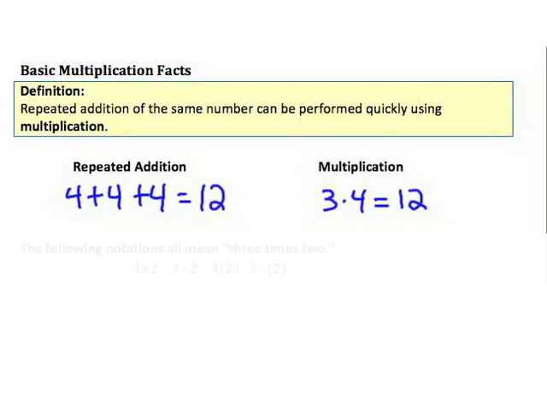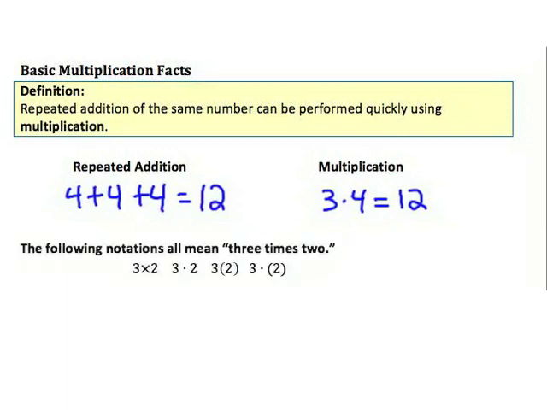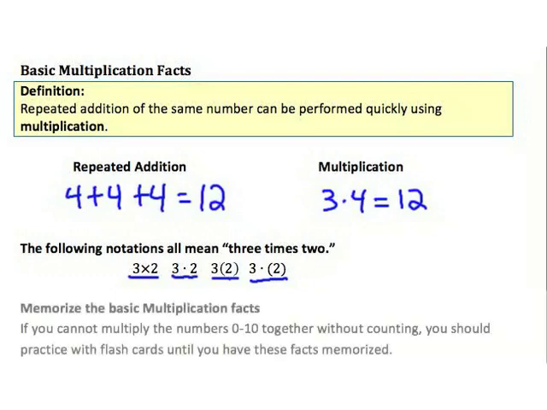The following notations all mean 3 times 2. You'll see the traditional multiplication sign, a 3.2 that also means multiplication. When you have a number written outside a set of parentheses, that also means multiplication of 3 times 2. And finally, if we have a dot outside a set of parentheses, that also means multiplication of 3 times 2. Memorize the basic multiplication facts. If you cannot multiply the numbers 0 through 10 together without counting, you should practice with flashcards until you have these facts memorized.